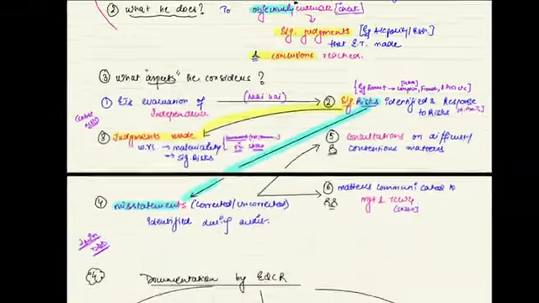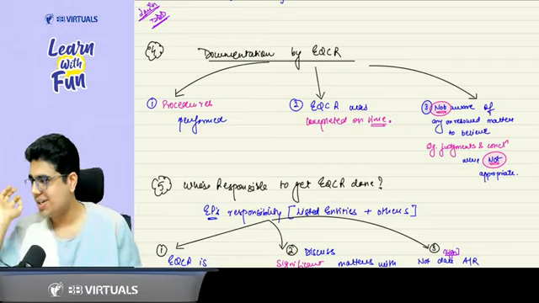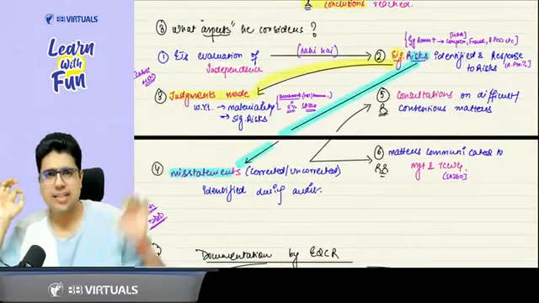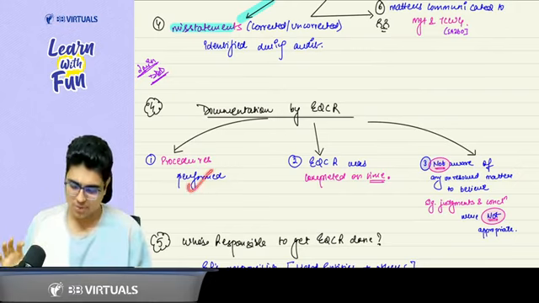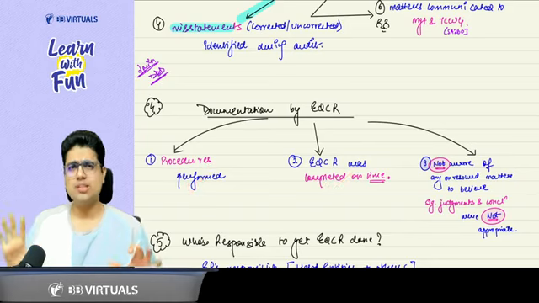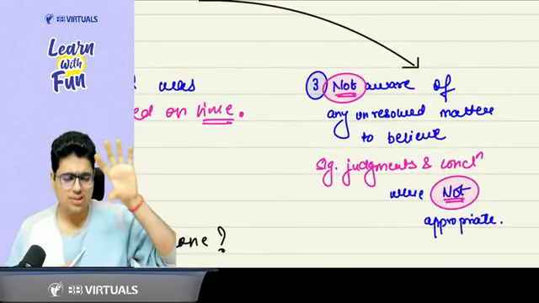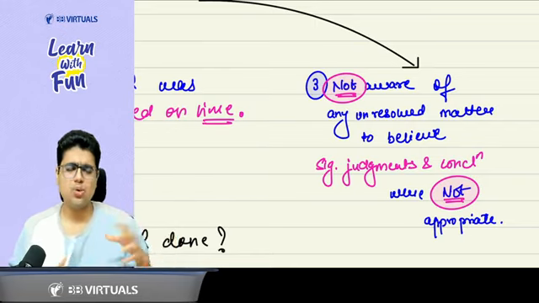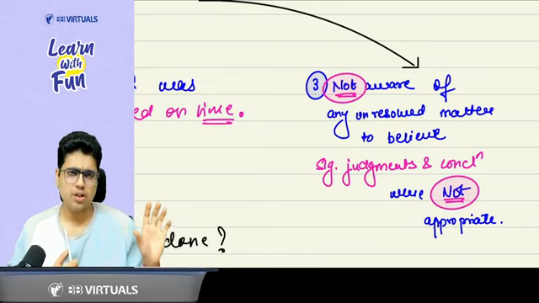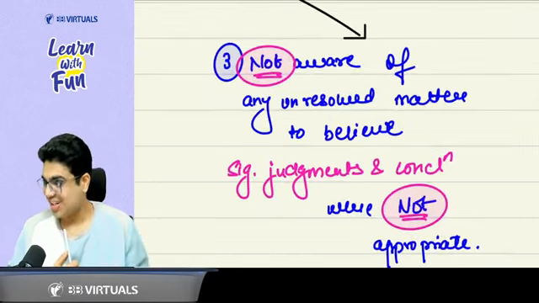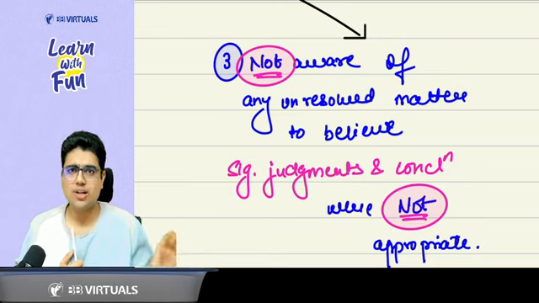Easy peasy? Yes, sir. Now let's move to the next topic. Once the work of EQCR is done, once he has checked all the aspects, he will document the work. Document, again the same thing as the auditor: procedures performed. Then he will document that EQCR was completed on time, and last he will document his conclusion, that he is not aware of any unresolved matter to believe that the significant judgments and conclusions are not appropriate.